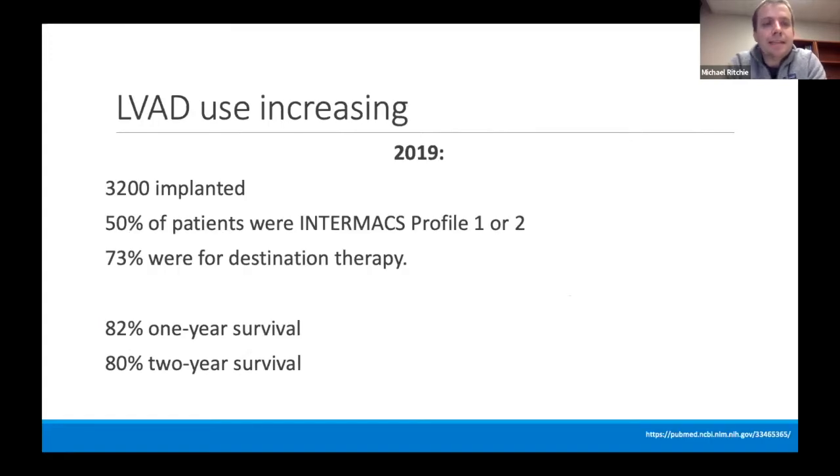In 2019, there were 3,200 implanted. 50% were INTERMACS profile 1 or 2, so pretty sick. 73% were for destination therapy. So again, we're trending towards more of them being for permanent placement as opposed to bridge to heart transplant. The survival has been really good, 82% at 1 year and 80% at 2 years. So you can see the benefits of being able to put it in if they are a candidate.